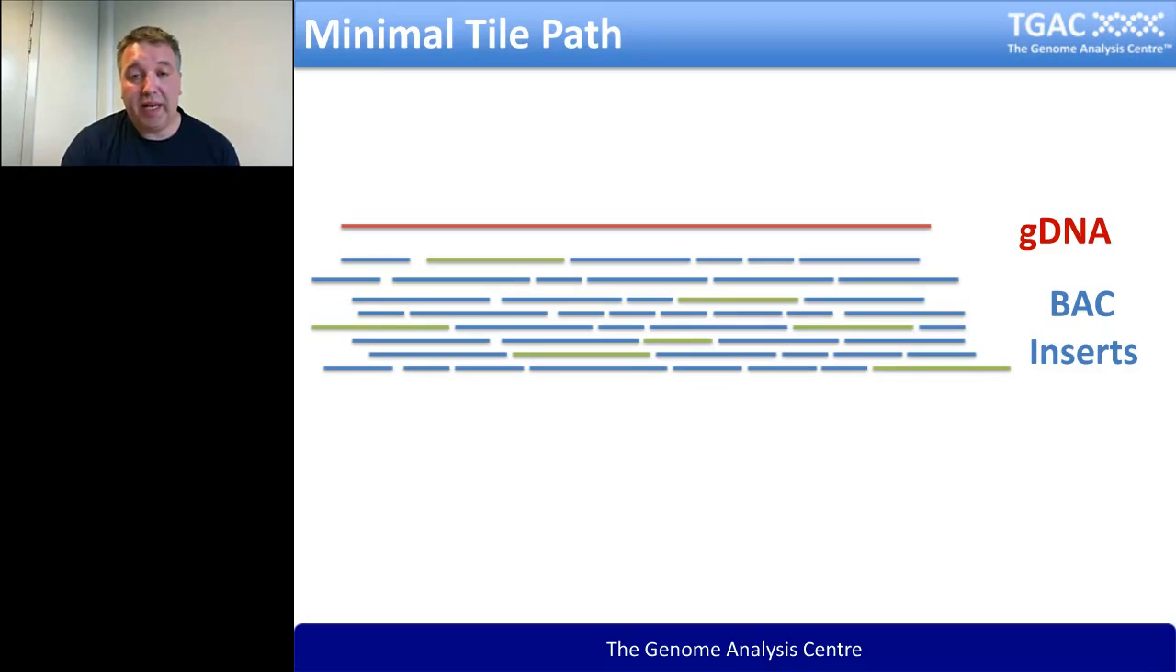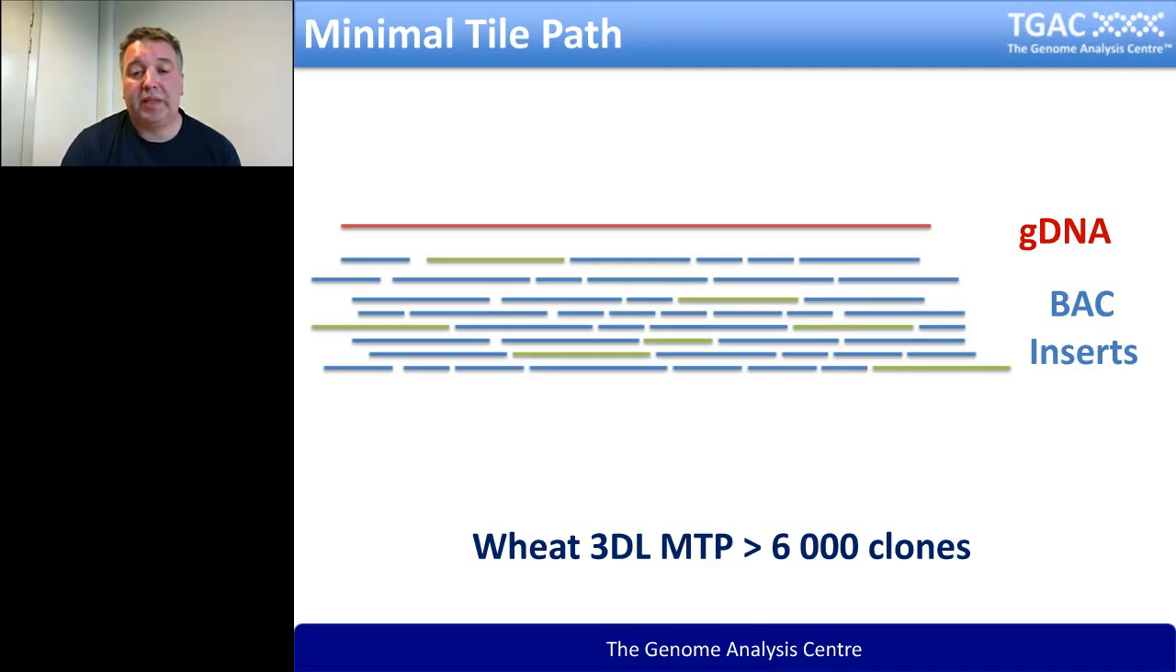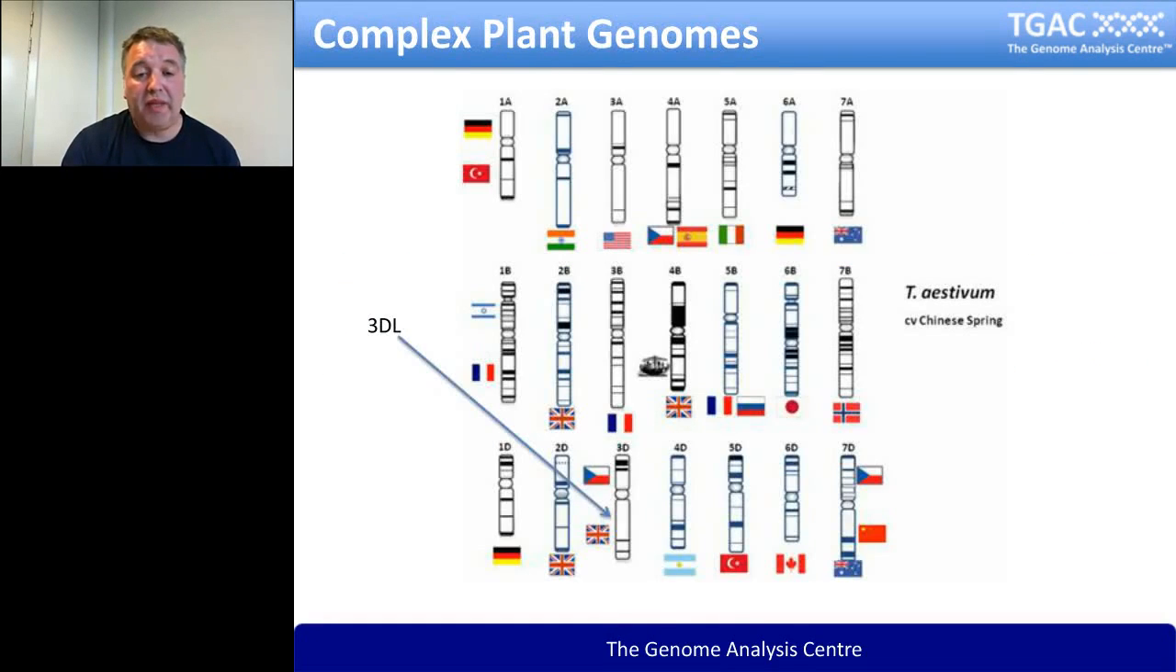For wheat 3DL, which is the part of the genome that TGAC was working with at this time, it is greater than 6,000 clones. That's 6,000 libraries you have to make. And just to give you a bit of perspective of how big this task is, this is the map of the chromosomes that have been given out around the world. And you can see here that I'm pointing to 3DL, which is the long arm of the third chromosome on the D genome. So there's a lot of work to be done to get a good sequence.